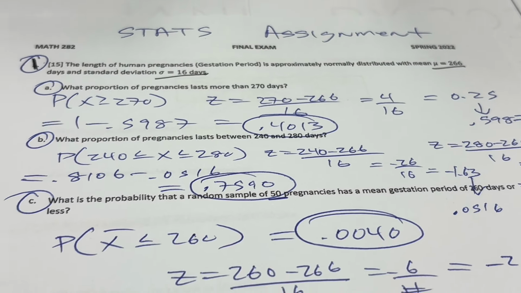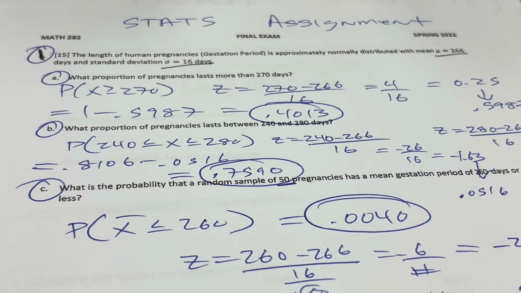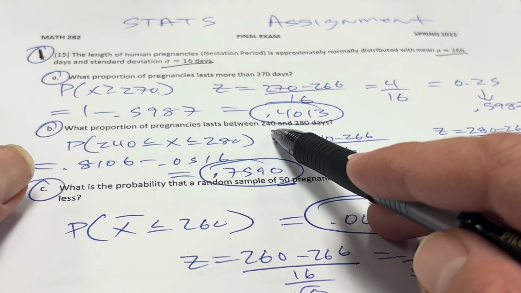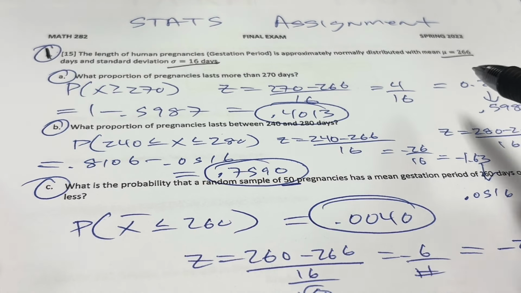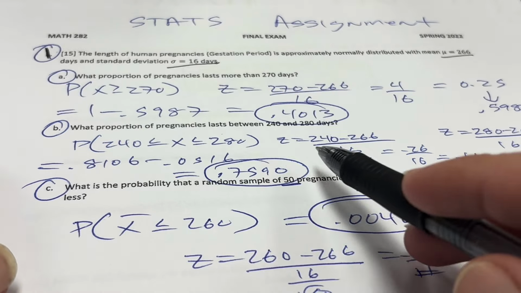What proportion of pregnancies last between 240 and 280 days? Again, I need to see this written out if we want full credit. Some of us just writing answers, we won't get full credit for that. You guys can write fast. Probability that 240 is less than or equal to X, less than or equal to 280.